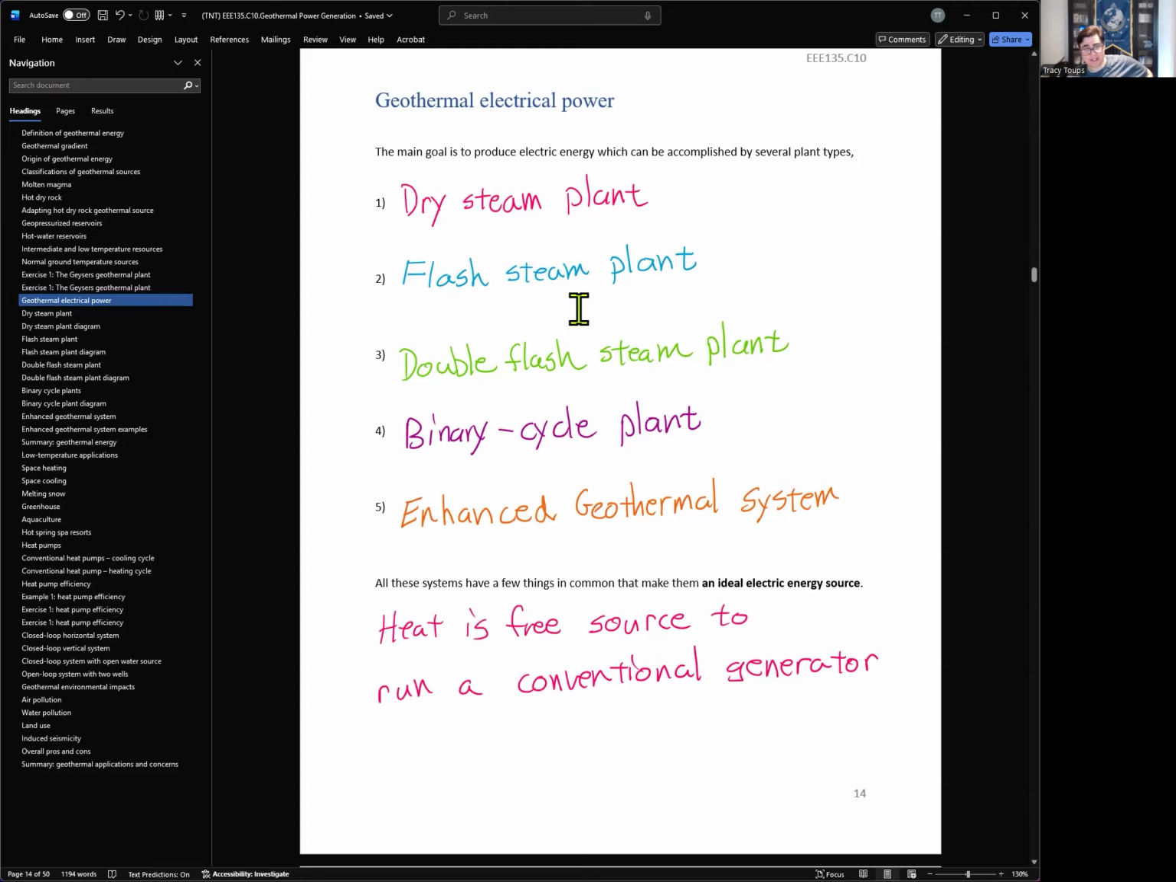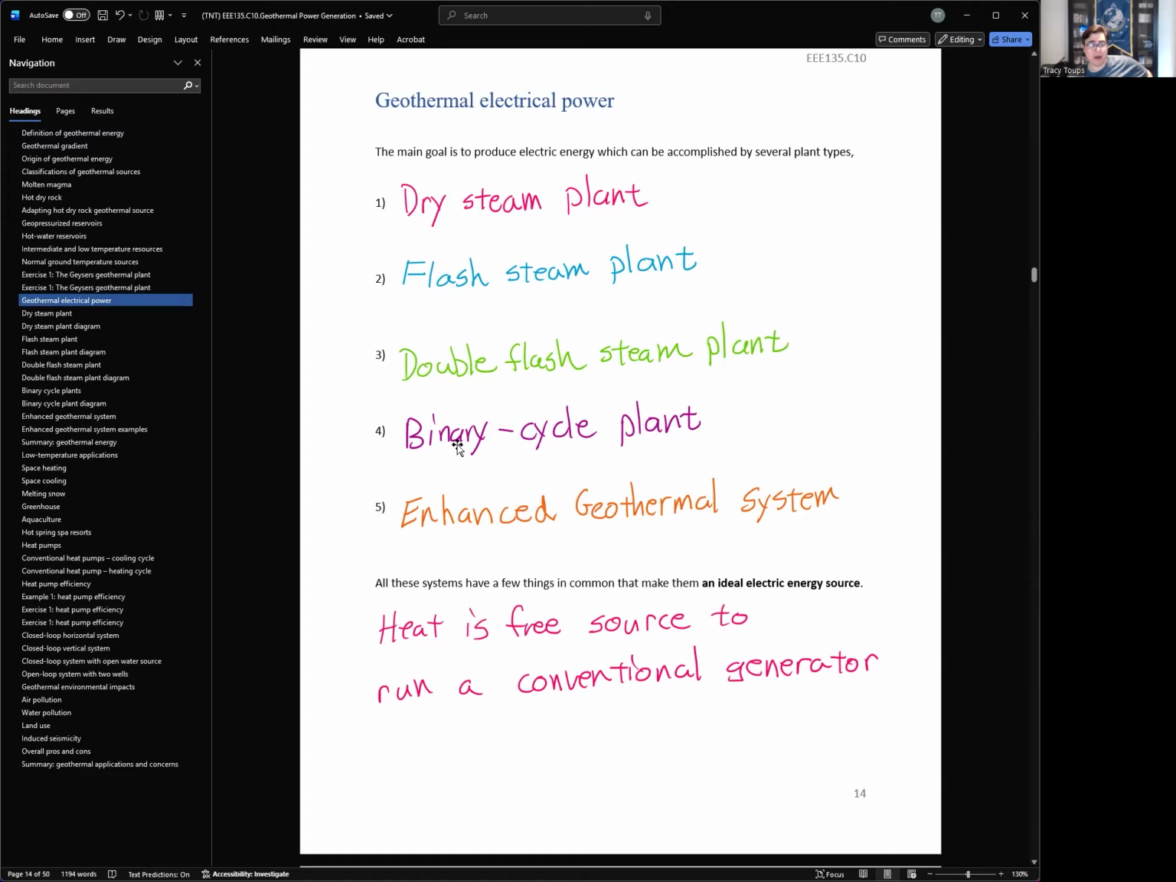Next one is a flash steam plant. This is where injected water gets flashed to steam, and then we just run a regular turbine. Double flash steam plants have 2 cycles of making steam instead of one. You have a high pressure, high temperature steam stage and a low pressure steam stage, and they work in a 2-stage process to make electric energy.